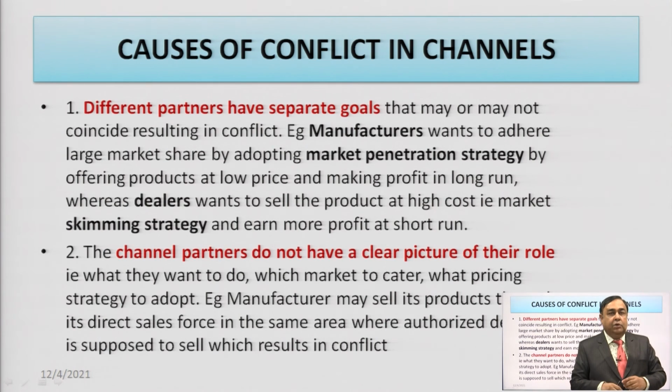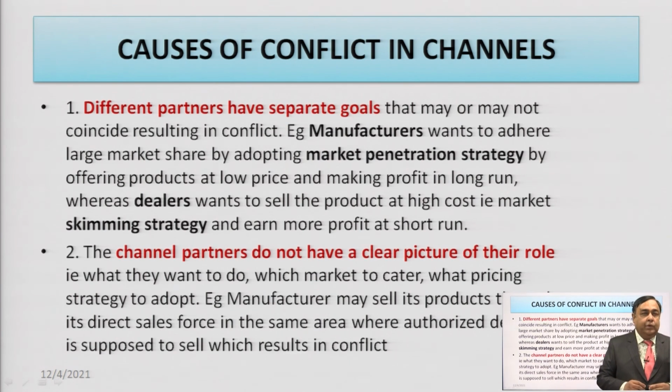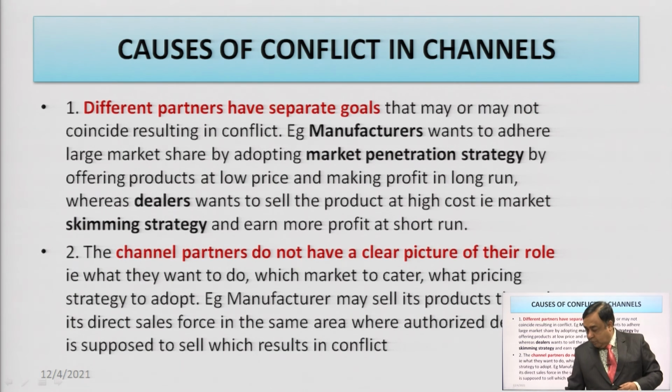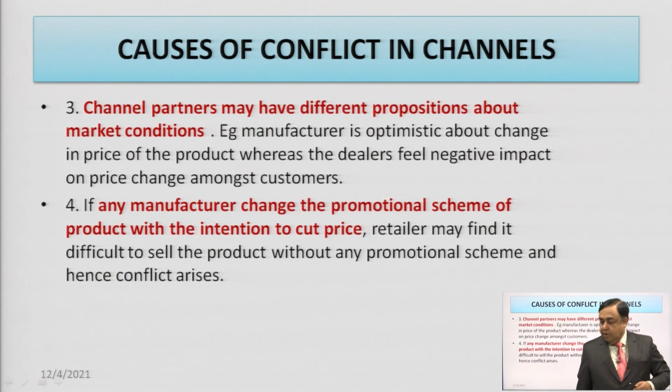The channel partners do not have a clear picture of their role, that is, what they want to do, what market they want to cater to, what price they need to adopt. That is, the flow of information is not proper. Channel partners also have different perceptions about the market condition. The manufacturer is optimistic about the change in price, but the dealers feel that the moment the company changes a price, it will have a negative impact on the customer. That is another reason for which conflict arises.